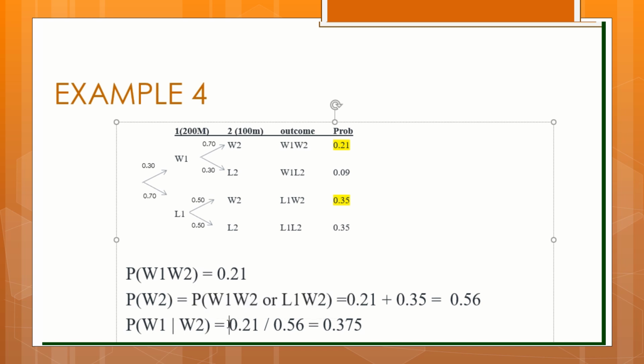Okay, so if you look at the conditional probability formula, the top is W1 and W2, W1 intersection W2, which is this one, 0.21, over W2. That is over the probability of winning the second event, which is this, 0.56. Pause and play, understand slowly, because otherwise you may not be able to understand what I am saying here. Okay, pause and play as you go. You will get 0.375. All right.